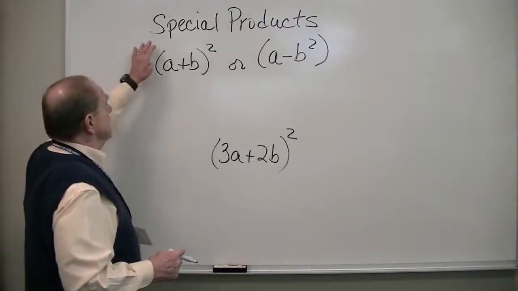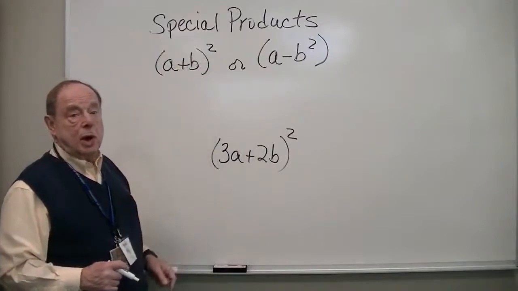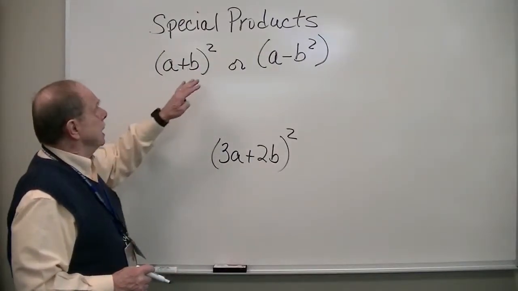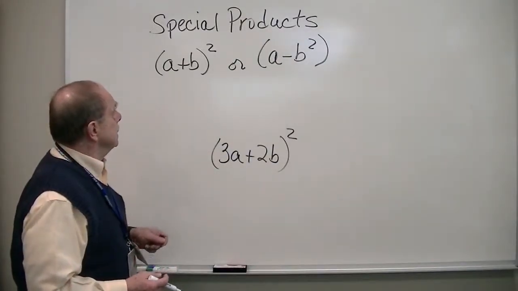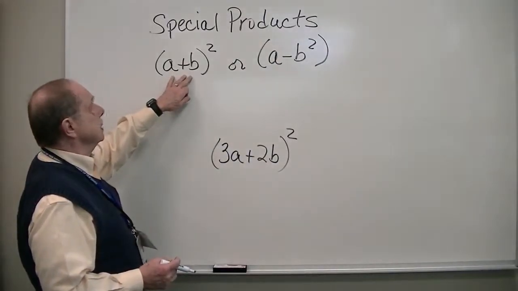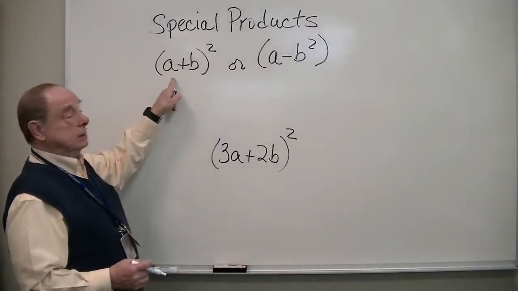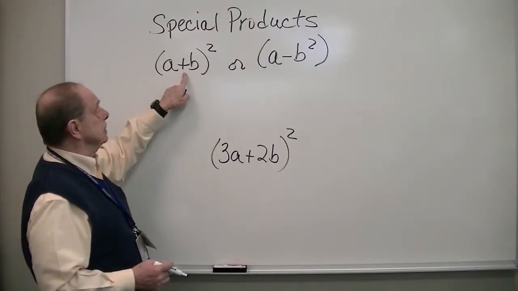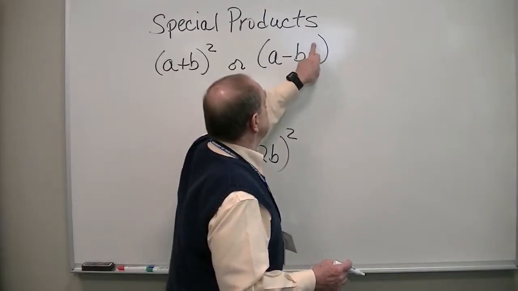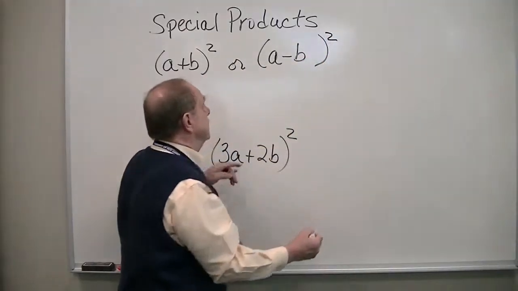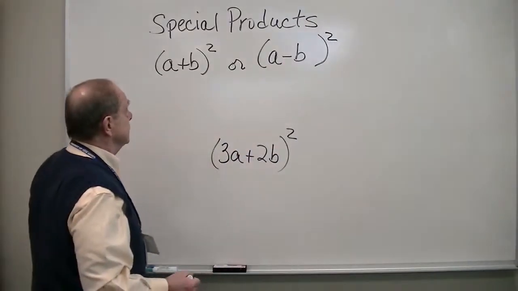What I'm going to illustrate today is something that's referred to as special products. Again, the word products implies multiplication. As we look at this first one, what we're doing is squaring a binomial, and this one has a plus in the middle. And this is the same thing, squaring a binomial, but this one has a negative in the center.